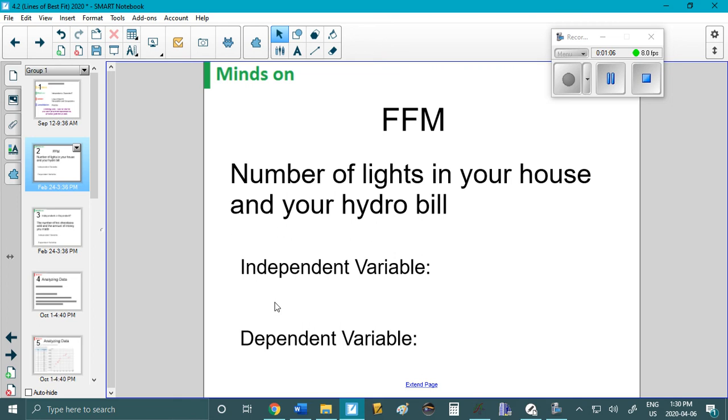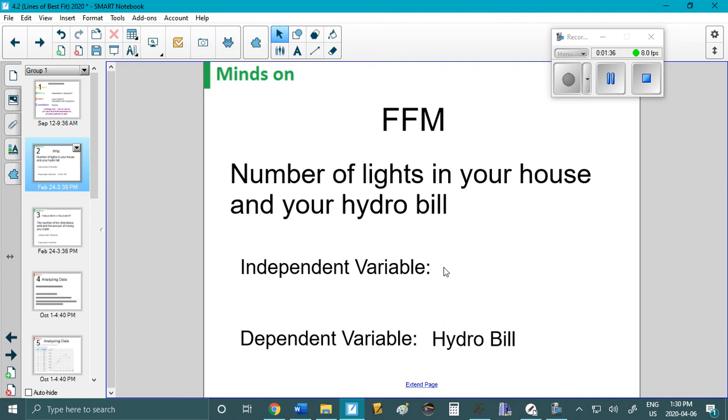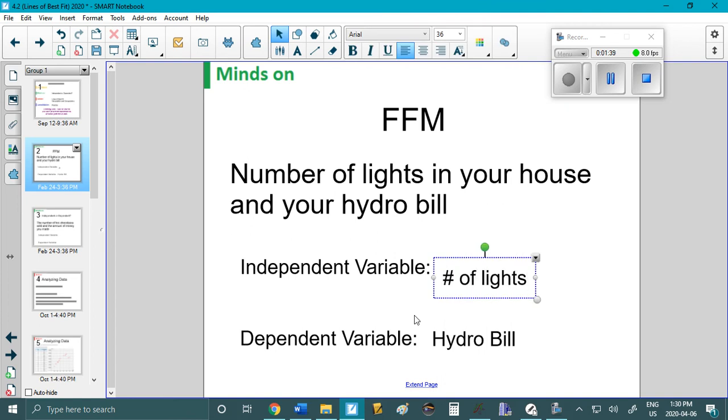Okay, hopefully you tried this. If you haven't, please pause and try it first. So we've got the number of lights in your house and your hydro bill. So what you need to figure out is which one depends on the other. Does the number of lights you have depend on your hydro bill, or does your hydro bill depend on the number of lights? Now hopefully you figured out that your hydro bill depends on the number of lights you had. So that means that your hydro bill is your dependent variable, and the number of lights is your independent variable.